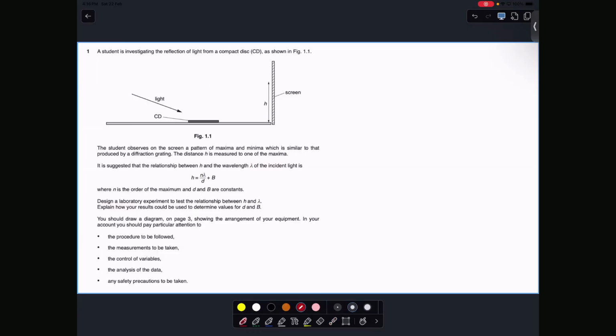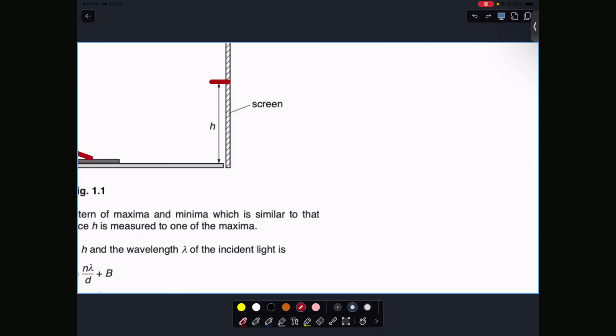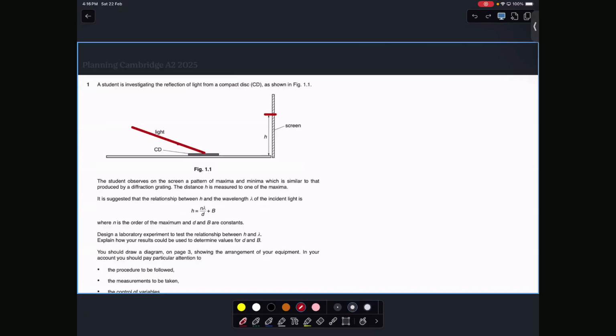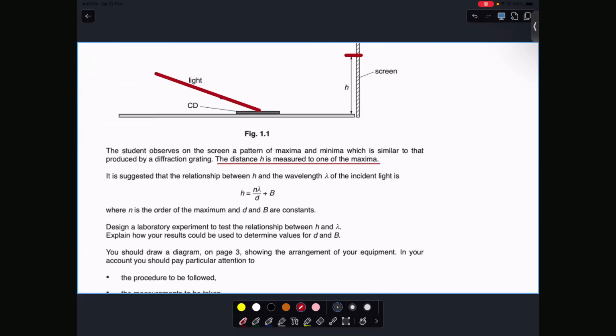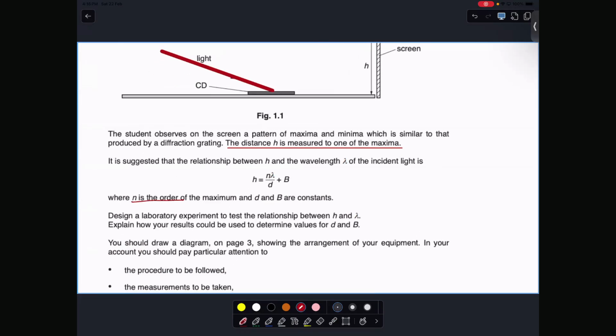So they're saying that light will come and fall here, and on the screen you'll have maxima. So you'll have bright spots and also dark spots, right? The h is measured to one of the maxima. This part is important, okay? H is not measured to the first or the second or the third. It's any one of the maxima out there. And n is the order number. So this is not behaving like your double slit setup. It's more like which one, which interference pattern had order number and maxima.